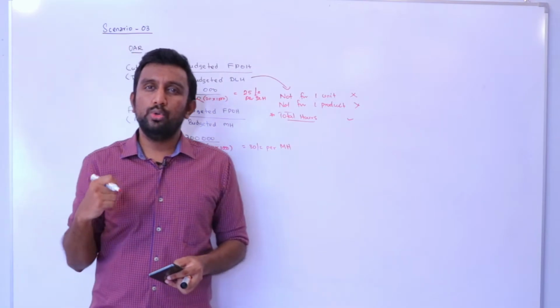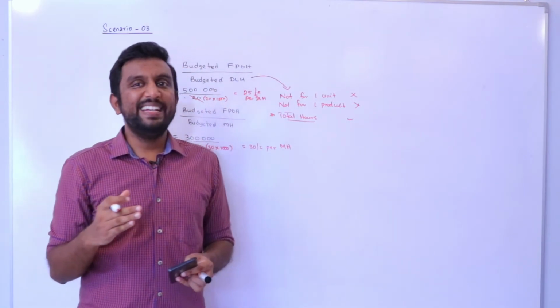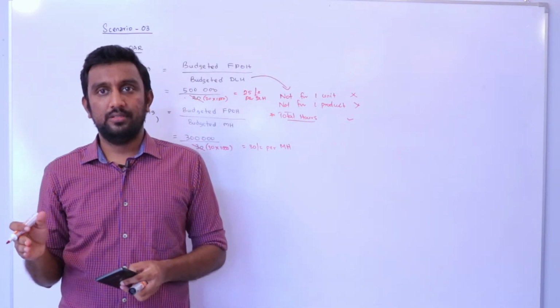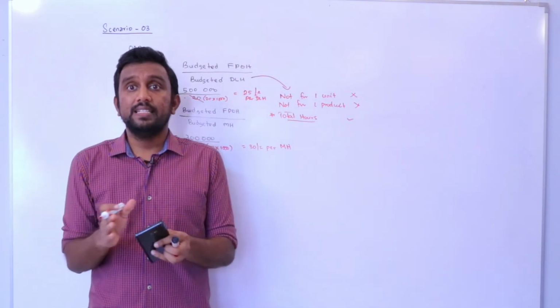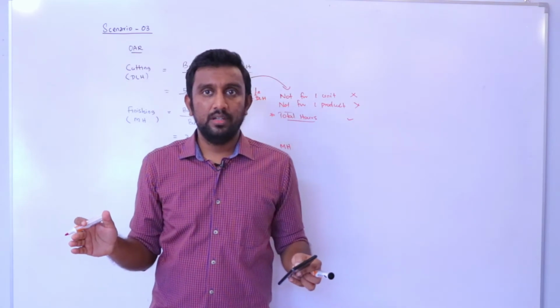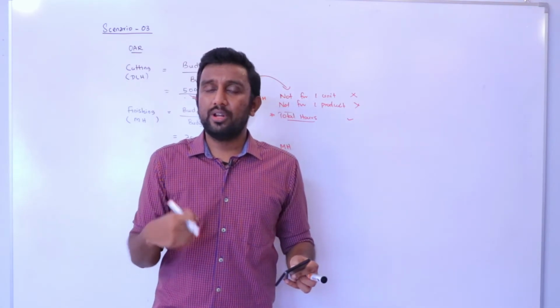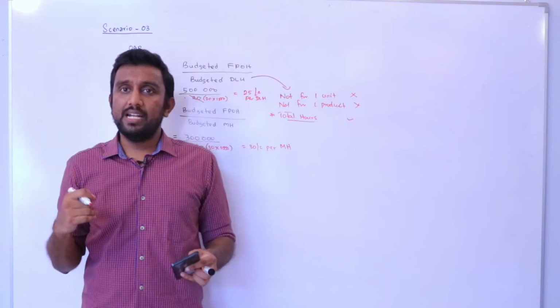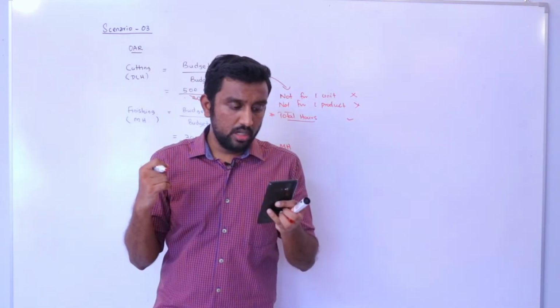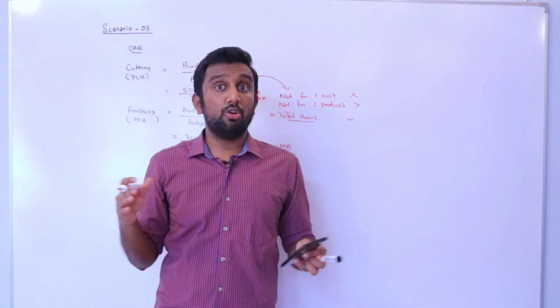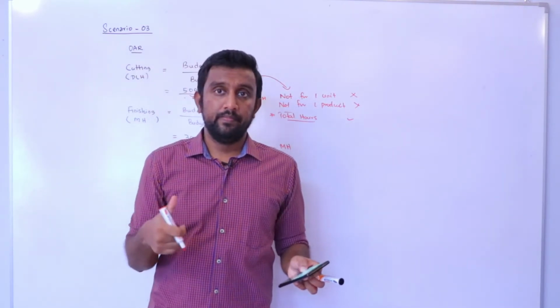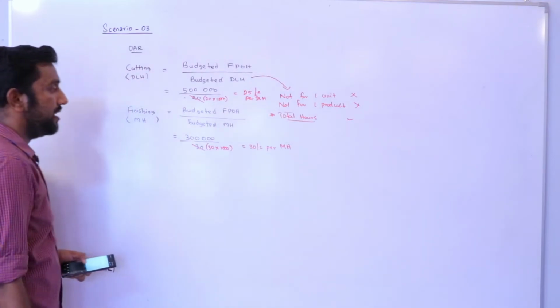You should know how to find OAR in different scenarios. They can give it for a unit, for a product, or they can separate the products and give. So you should know what you are trying to find. You are finding the total direct labor hours for the cutting department. This is total, that is total, right? So 25 and 30, now it's fine.